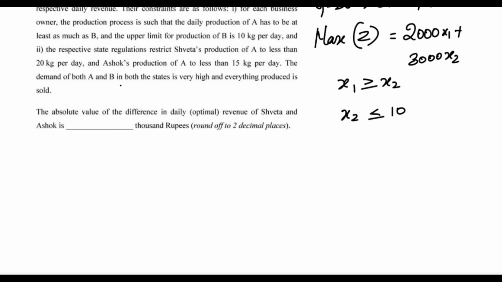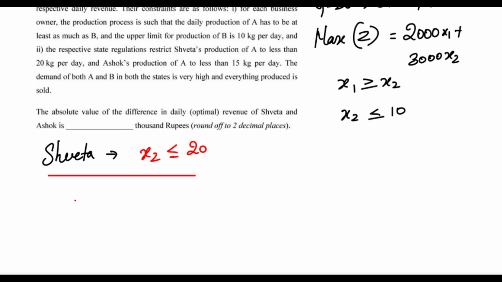So next, the respective state regulation restricts Shweta's production of A to less than 20 kg. So x2 should be less than or equal to 20, 20 kg per day. And the same thing for Ashok goes like so, x2 for Ashok is going to be 15 per day.